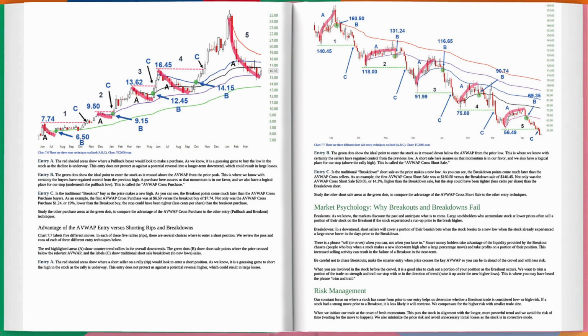Our constant focus on where a stock has come from prior to our entry helps us determine whether a breakout trade is considered low or high risk. If a stock had a strong move prior to a breakout, it is less likely it will continue. We compensate for the higher risk with smaller trade size when we initiate our trade at the onset of fresh momentum. This puts the stock in alignment with the longer, more powerful trend, and we avoid the risk of time waiting for the move to happen. We also minimize the price risk and avoid unnecessary initial losses as the stock is in corrective mode.